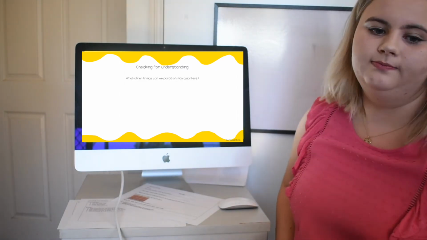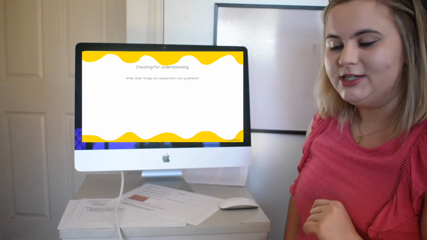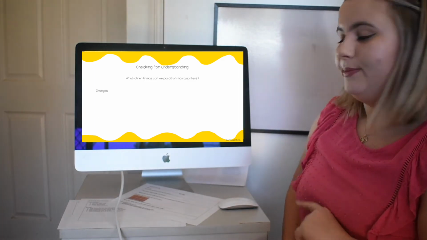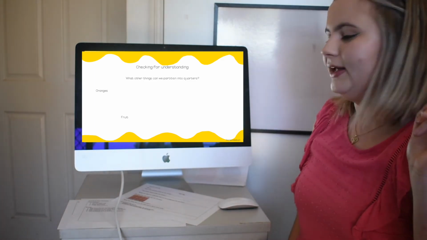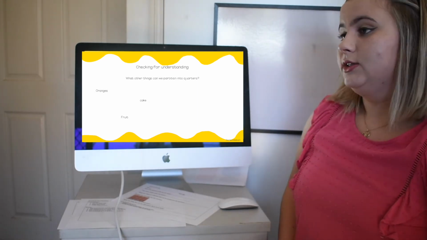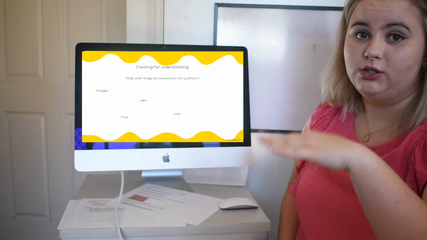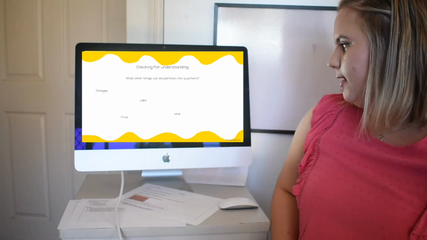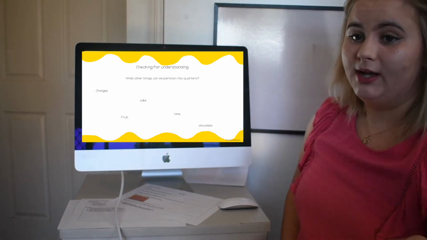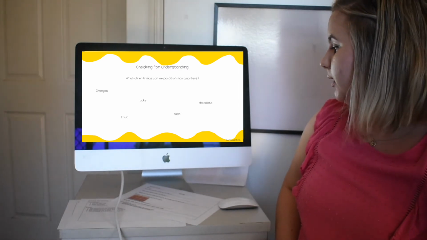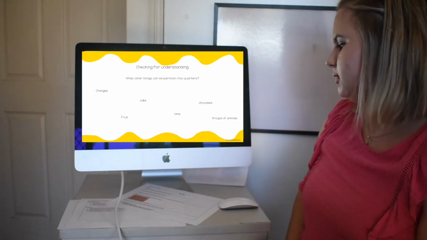Just one thing. Good, so we can partition oranges. We can partition fruit, good. We can partition cake. Time's an interesting one because we can split our clock into quarters. And chocolate. We can partition our chocolate into quarters and groups of animals.